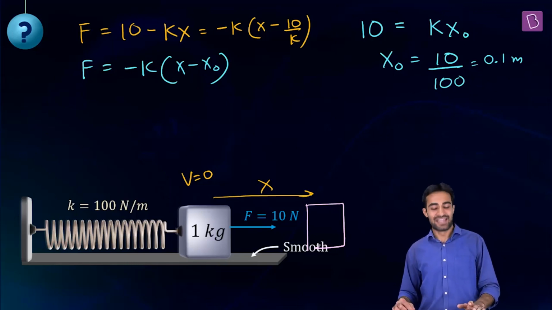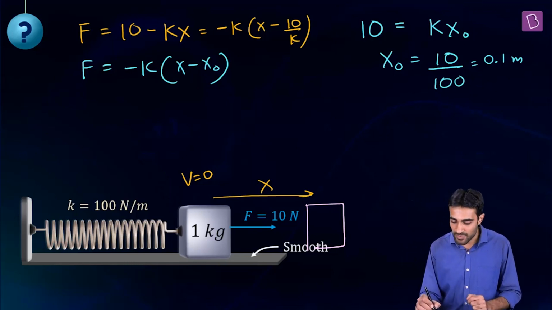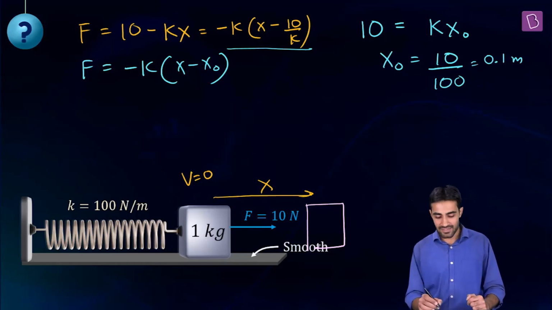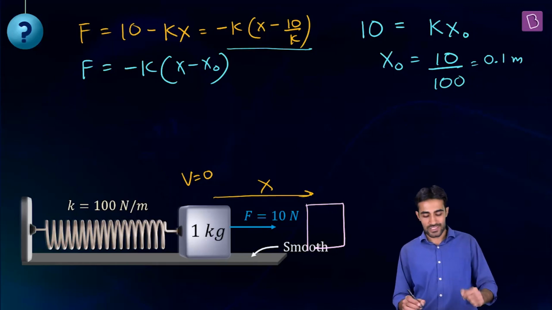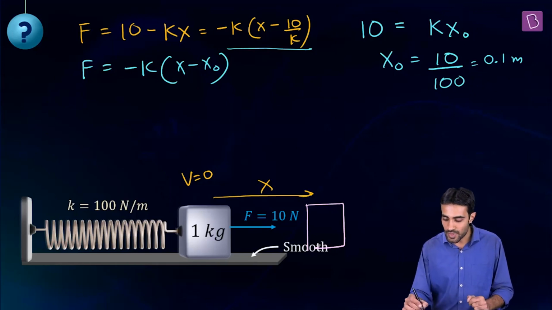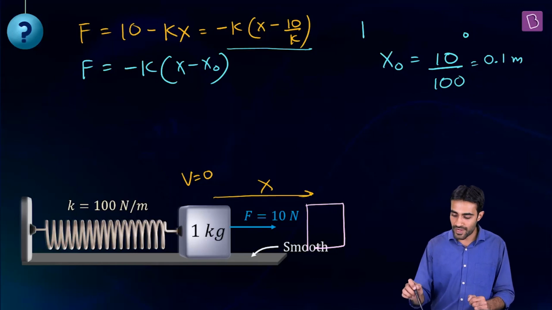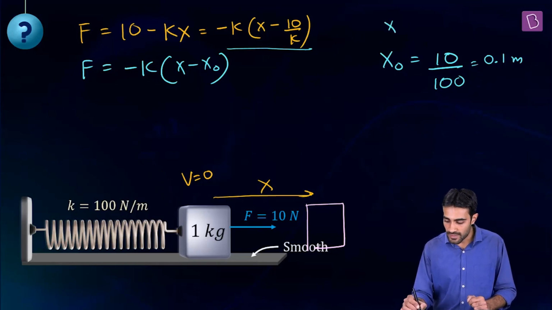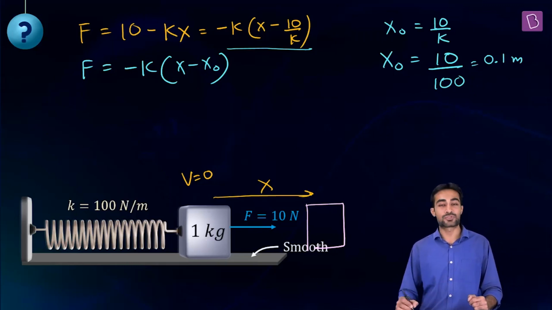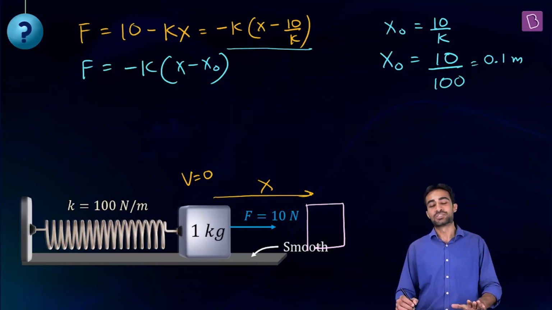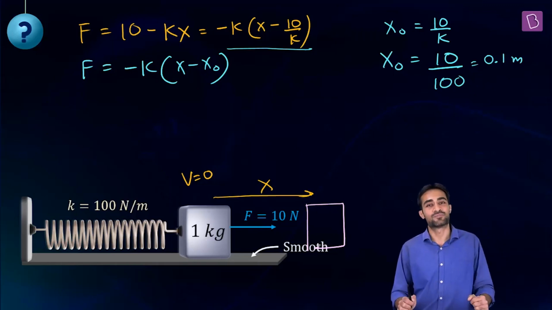Alright. Now, let's compare these two equations. This equation, F is equal to minus k times (x minus 10 by k). And this equation, F is equal to minus k times (x minus x naught). So can you see what is x naught? x naught is equal to 10 by k. Let me write it over here. x naught is equal to 10 by k. Yes, we can see. And when we place k equal to 100, we will get x naught as 0.1 meter. So this is how you can find the mean position.